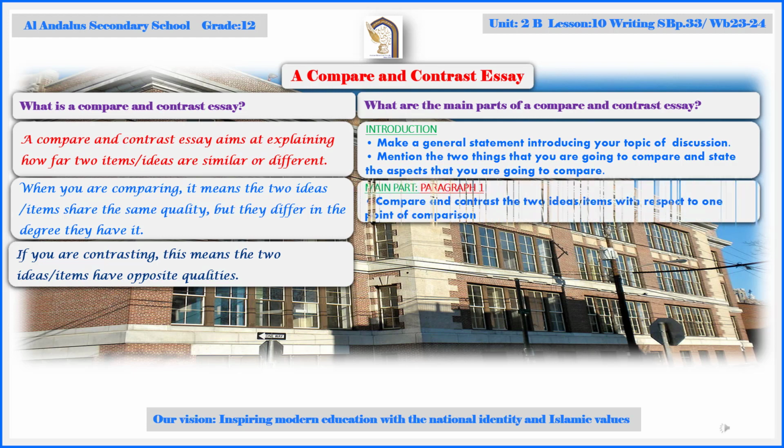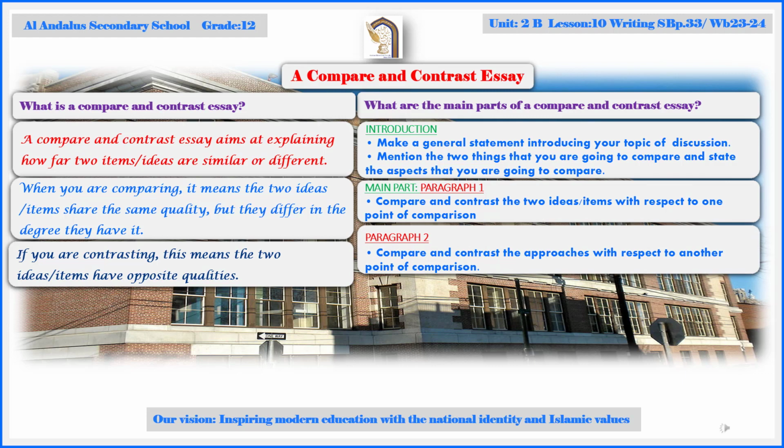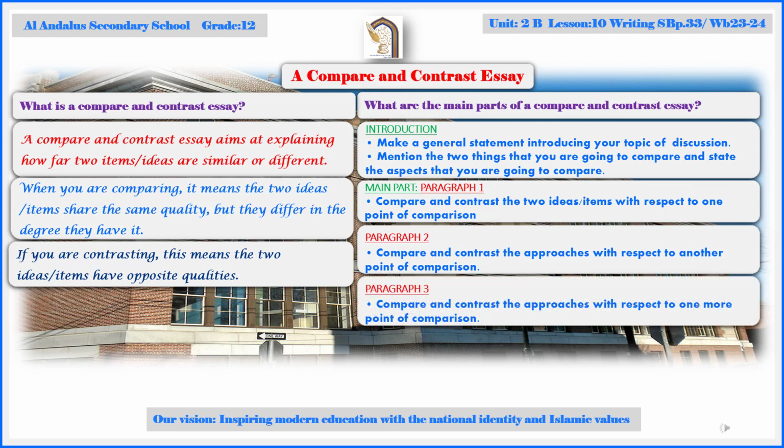Second, we have got the main part, which is preferable to be 3 paragraphs. The first paragraph, you are going to compare and contrast the two ideas or the two items with respect to one point of comparison. Then, with the second paragraph, you are going to compare and contrast the approach with respect to another point of comparison. Similarly, with paragraph 3, you are going to compare or contrast the two items, the two ideas concerning a third aspect of comparison or contrast.